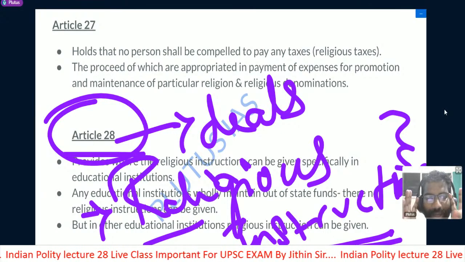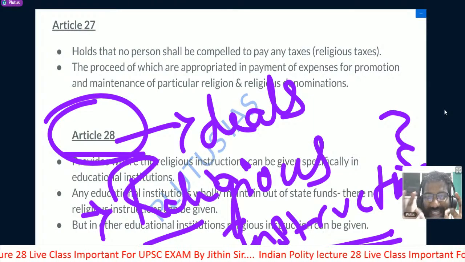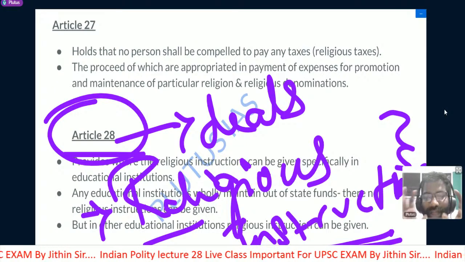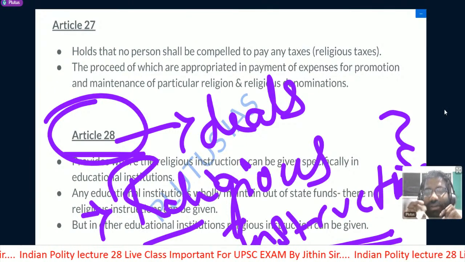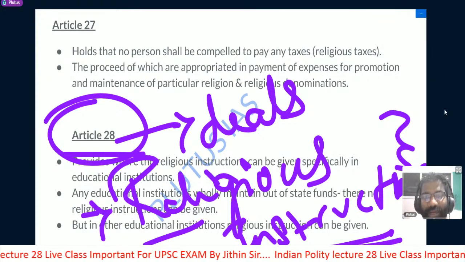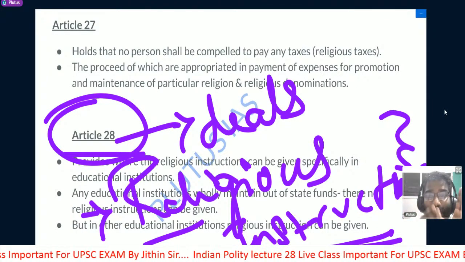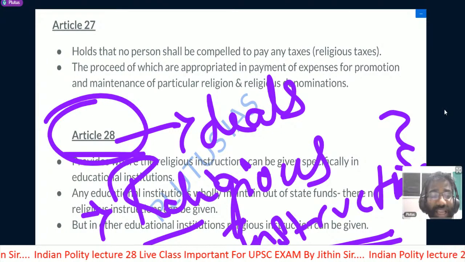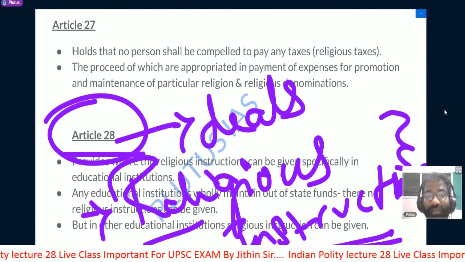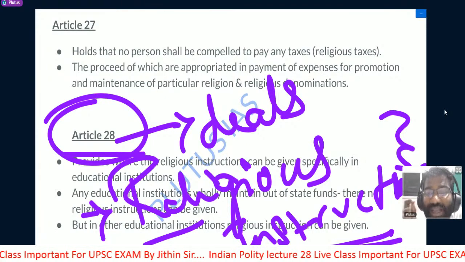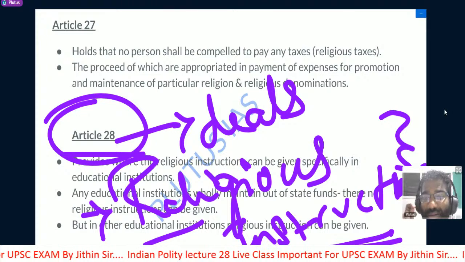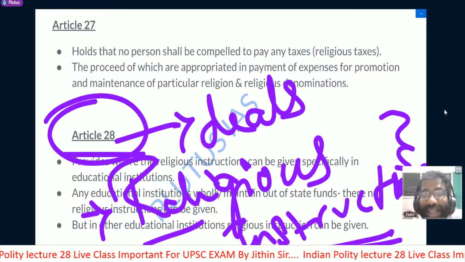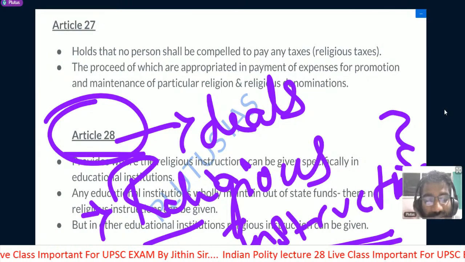Article 28 of the Indian Constitution deals with religious institutions. Some institutions might be owned by the state government, some by private people. Where can religious instruction be given? If it is an educational institution owned by the state government, can religious instruction be given there? If an institution is owned by a particular group of people, can religious instruction be given there? This is what we need to identify.